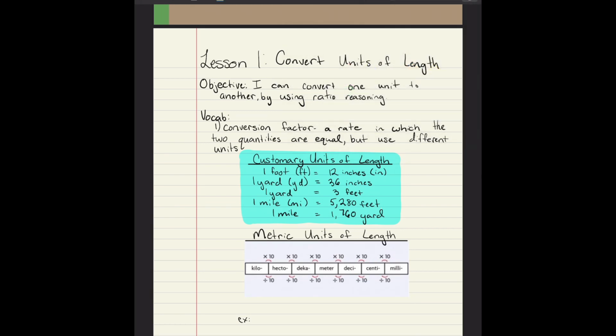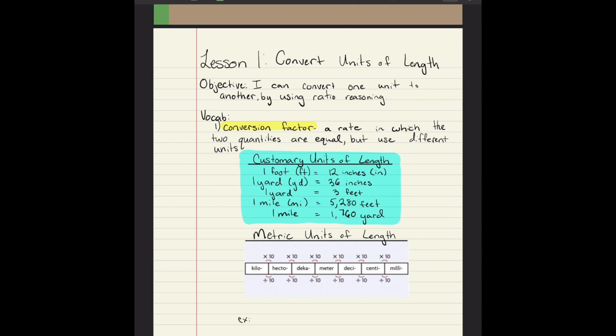So our first and only vocab word is conversion factor, which is a rate. Remember, a rate is a ratio that compares numbers of different units. So like miles per gallon to dollars, like how much it costs to fill up and how many miles you'll go. Those are different units. So a conversion factor is a rate in which the two quantities are equal but use different units.